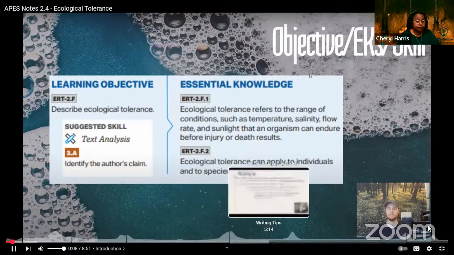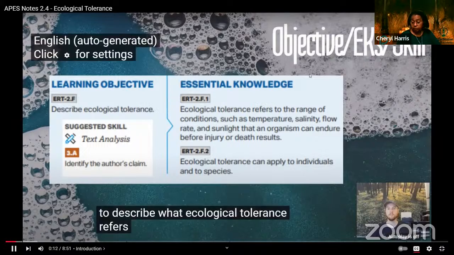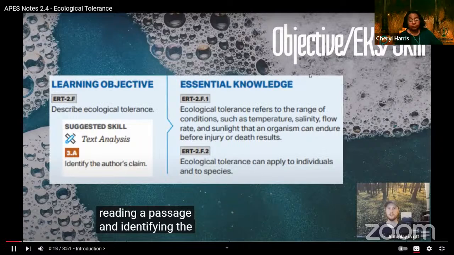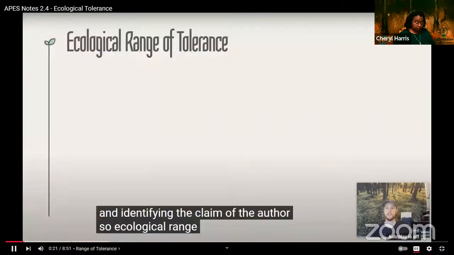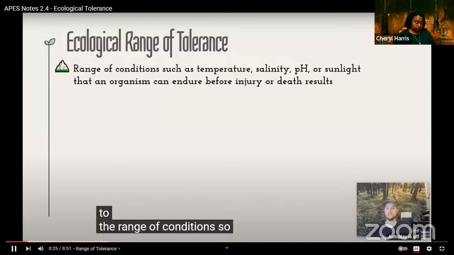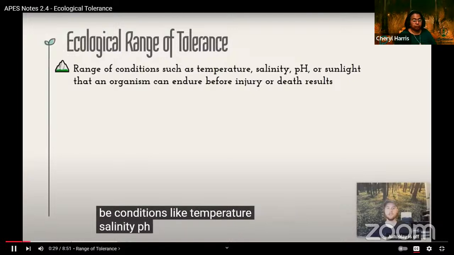Our objective for the day is to be able to describe what ecological tolerance refers to, and we'll be practicing a new skill at the end of today's video, which is reading a passage and identifying the claim of the author. So ecological range of tolerance refers to the range of conditions. So these could be conditions like temperature, salinity, pH, or sunlight that an organism can endure before injury or death.